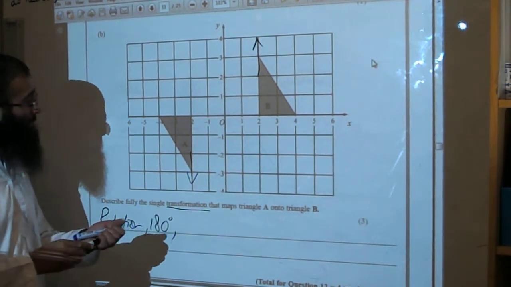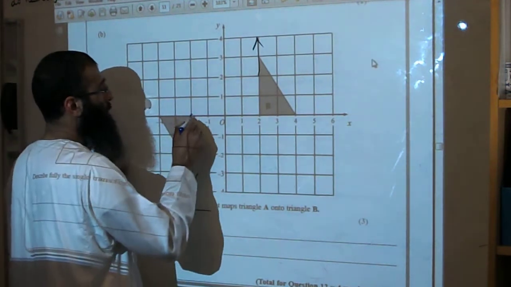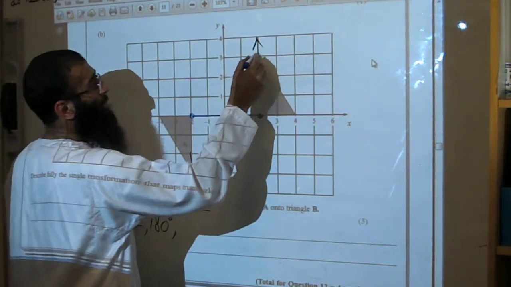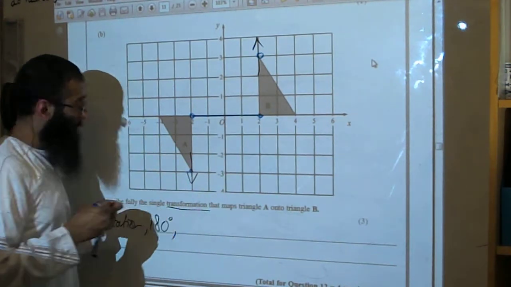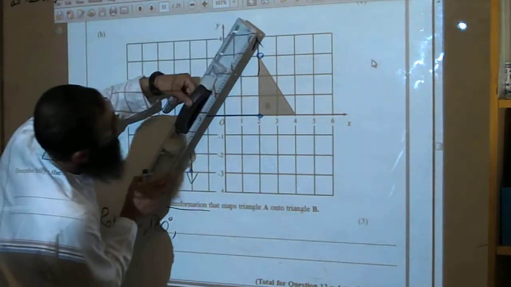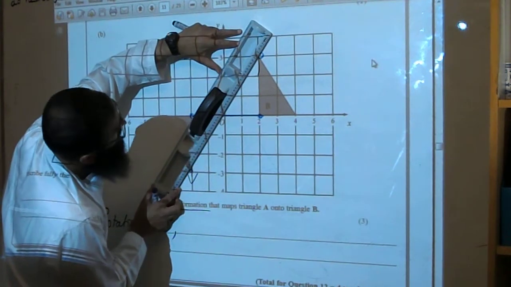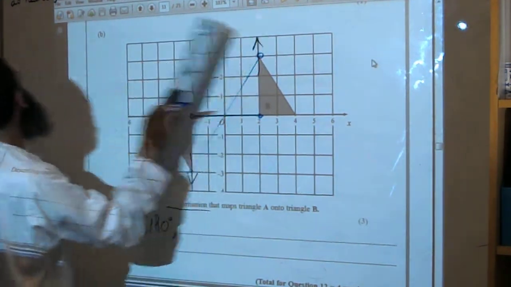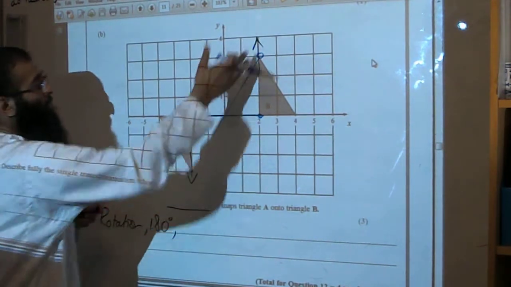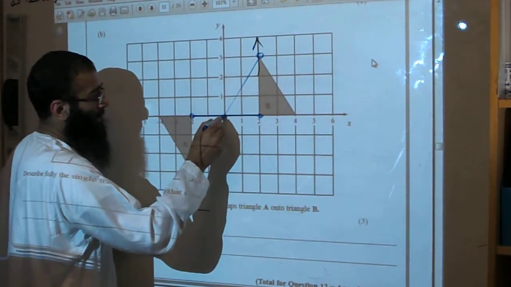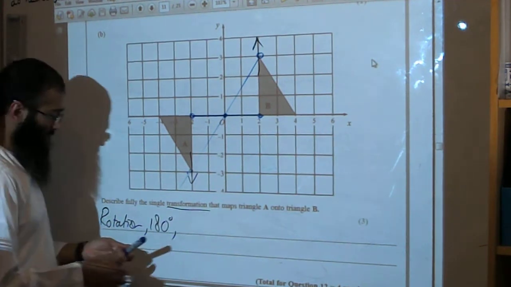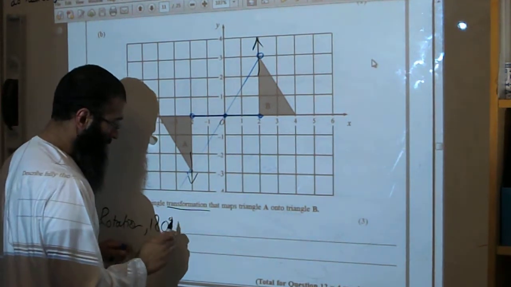We're going to find the center. Let's join 2 corresponding points. Join them up with a line. Find 2 other corresponding points. Let's join them up. Now, where are those 2 crosses here? So we now know there is a rotation, it's 180 degrees about.